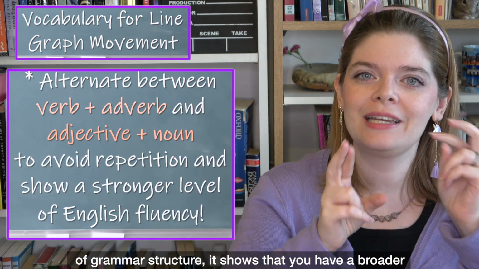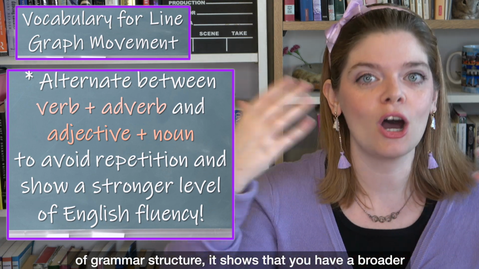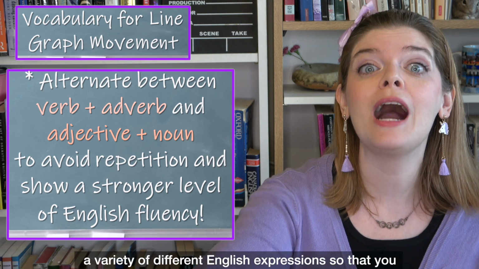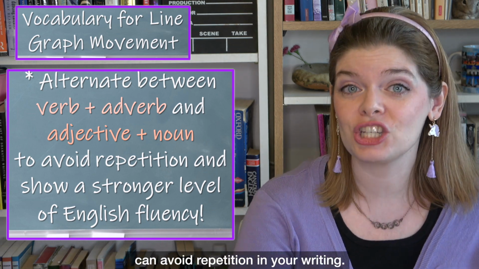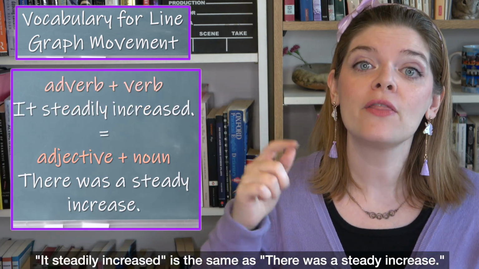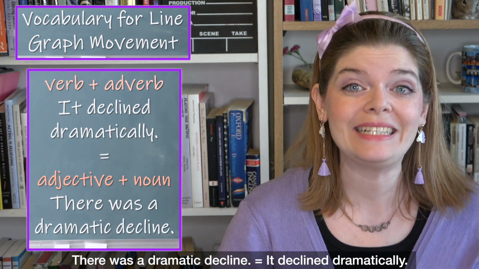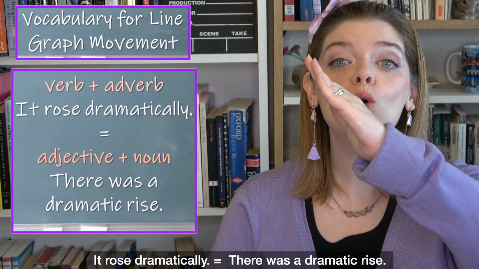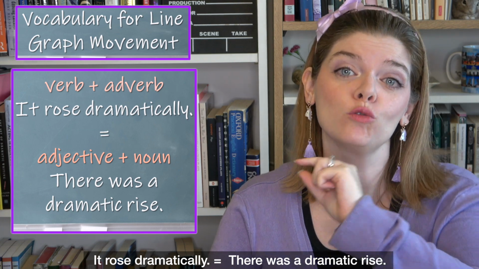By alternating this type of grammar structure, it shows that you have a broader understanding of English and gives you an opportunity to use a variety of different English expressions so that you can avoid repetition in your writing. It steadily increased is the same as there was a steady increase. There was a dramatic decline. It declined dramatically. It rose dramatically. There was a dramatic rise.